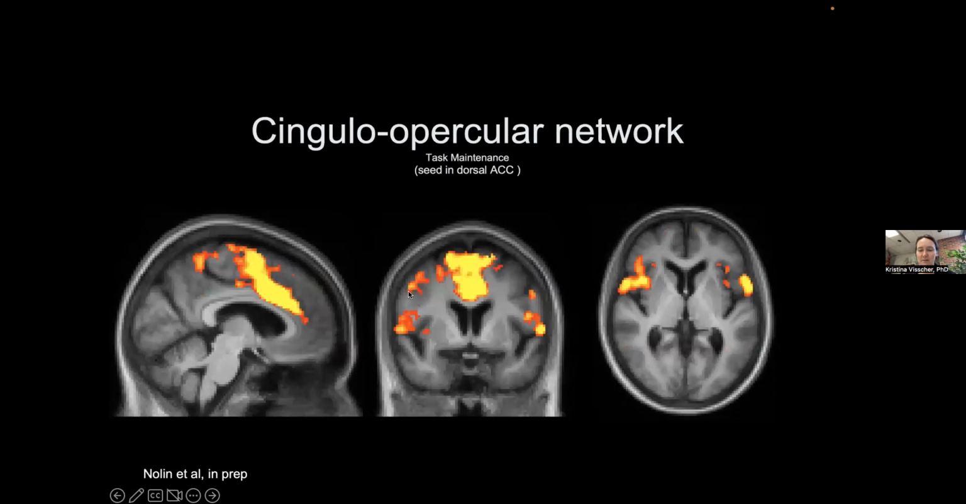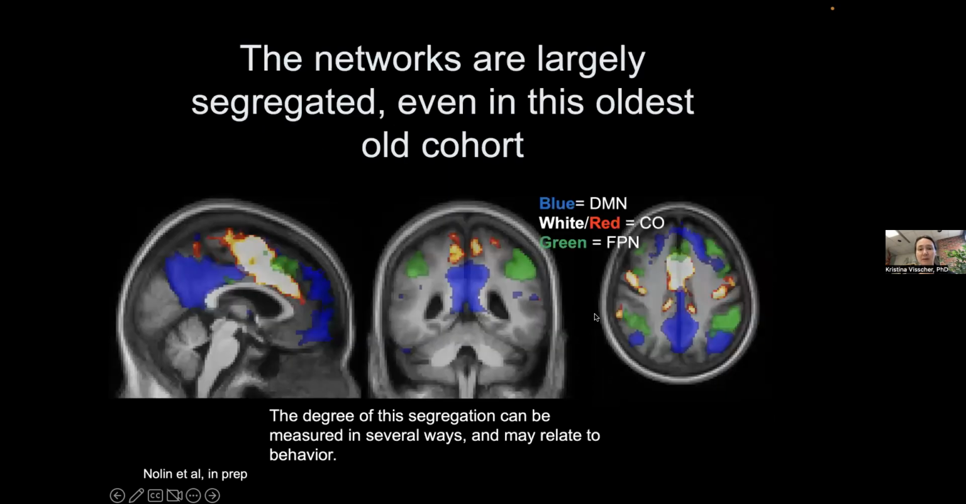So Sarah put another seed in the dorsal anterior cingulate right here, looked at what parts of the brain are strongly functionally connected to that region. And this is what we see. Very different looking map. And when you make those kinds of maps, we can see that they tend to be pretty segregated. So different regions, different networks, they fit together like puzzle pieces, right? They're not overlapping very much. So we call this segregation.